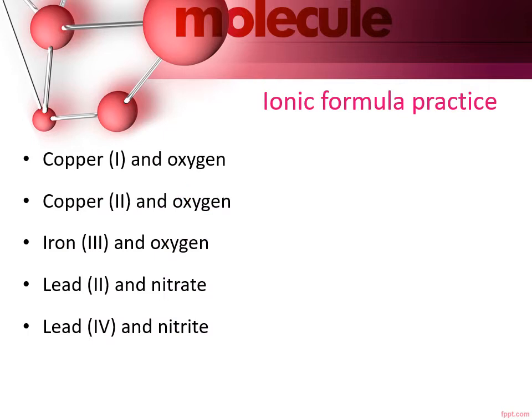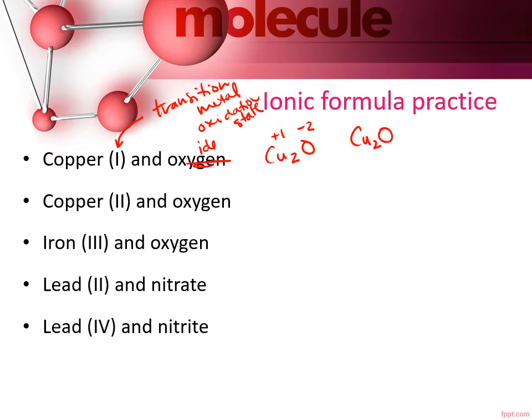All right, so now let's look at these guys that have some Roman numerals. Our transition metals, most of them, do not have only one oxidation state, and so we're going to add Roman numerals to tell us the oxidation states of these guys. So copper 1 and oxygen, we're going to change oxygen to oxide. Copper has a charge of +1, oxygen has a charge of -2. To balance that out, I need 2 coppers. So Cu2O is going to be named copper 1 oxide.